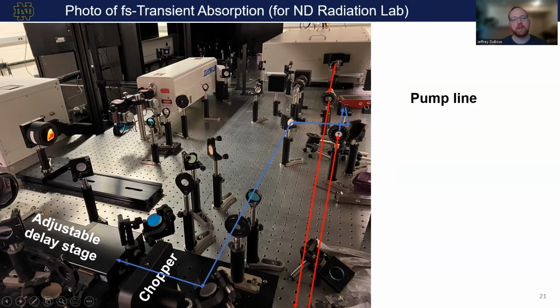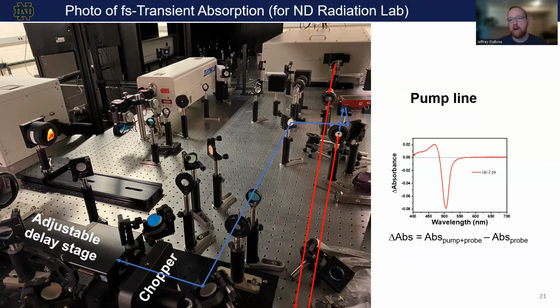We need to discuss the chopper because it's a pretty important part of how we develop a transient absorption spectrum. Transient absorbance is delta absorbance versus wavelength. The change in absorbance is the absorbance when we have both the pump and the probe hitting the sample, when we're pumping up to the excited state and probing in the excited state, minus the absorbance of just when we probe the system in the ground state. So anytime we're trying to develop one of these delta absorbances, it's the combination of two different sets of miniature steps in the overall transient absorption experiment.